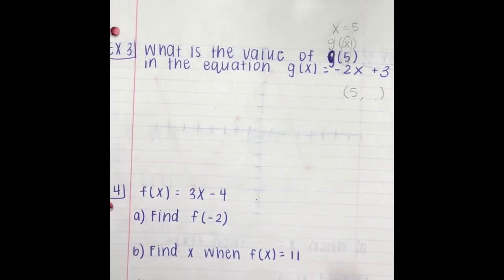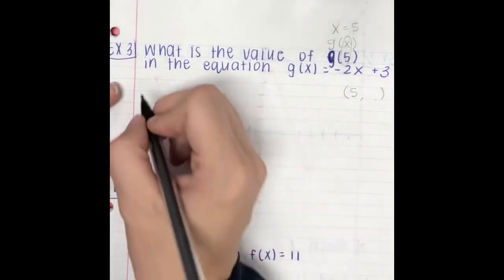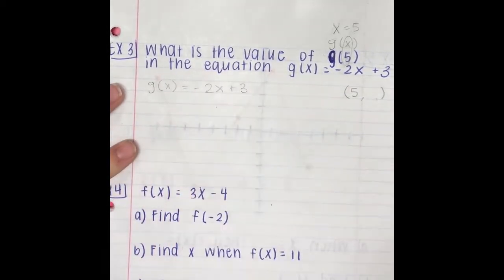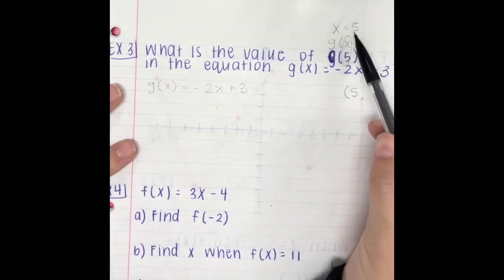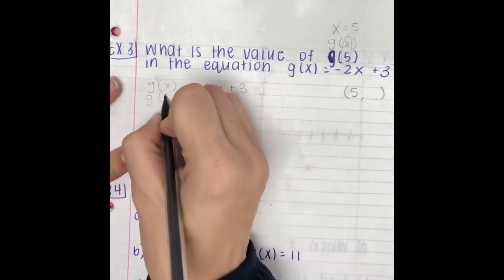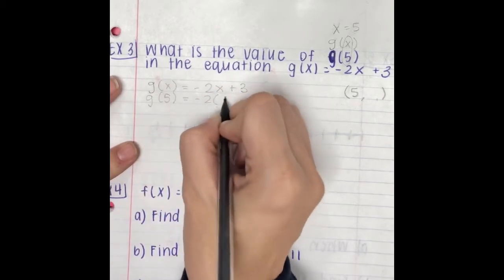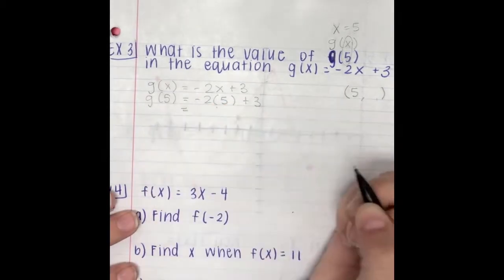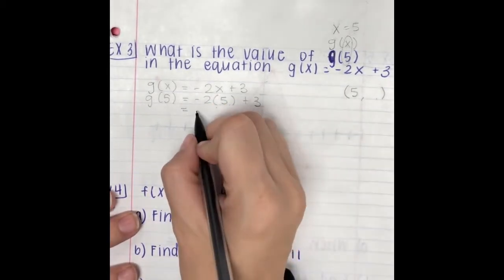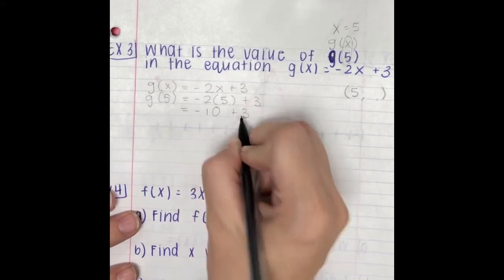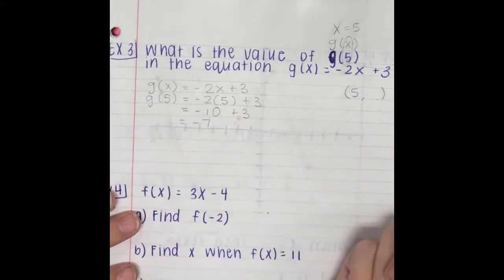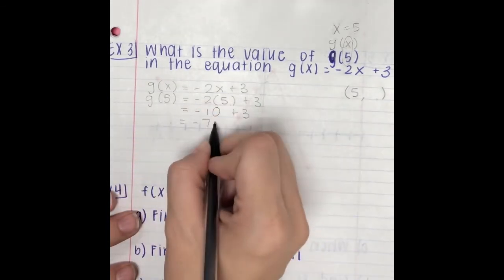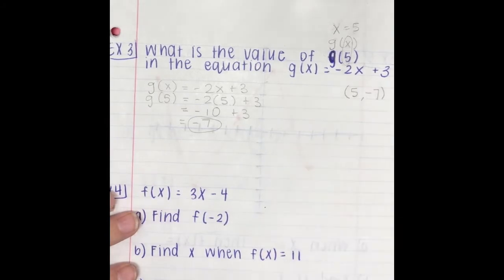Okay, so what we're going to do is we're going to use our equation. Rewrite it over here. g of x equals negative 2x plus 3, but we're going to plug in 5 for our x. So g of 5 equals negative 2 times 5 plus 3. Okay, negative 2 times 5 is a negative 10, plus 3 gives us a negative 7. So my y value, my g of 5 or my y, is equal to negative 7.